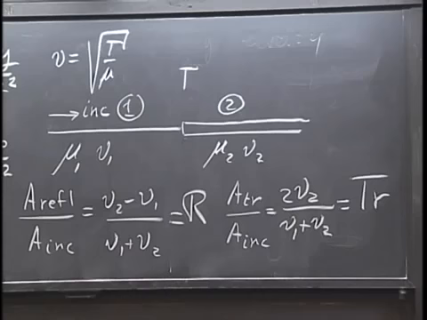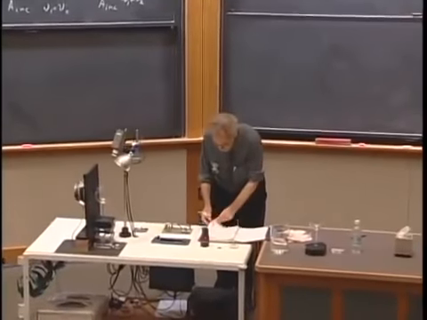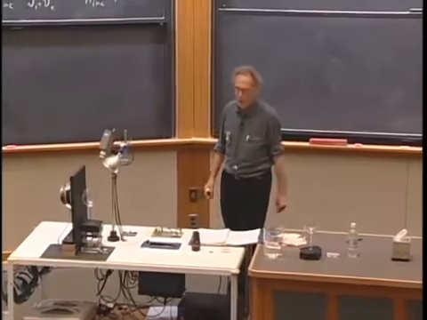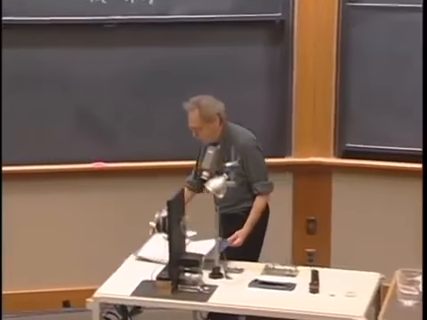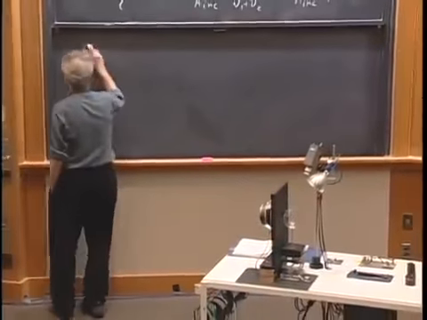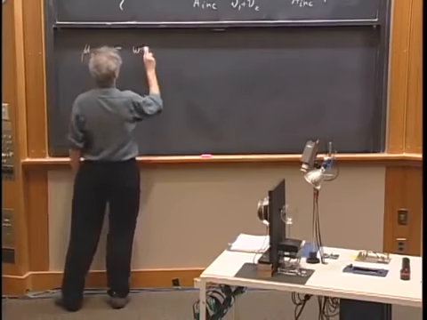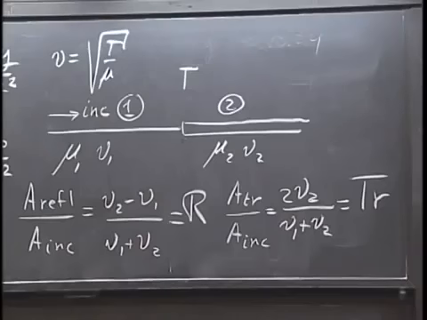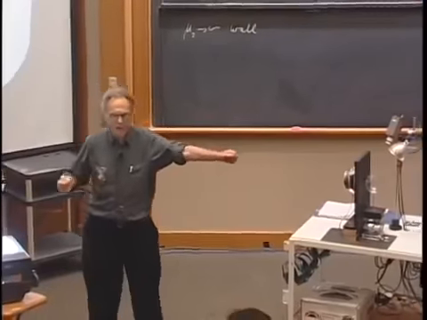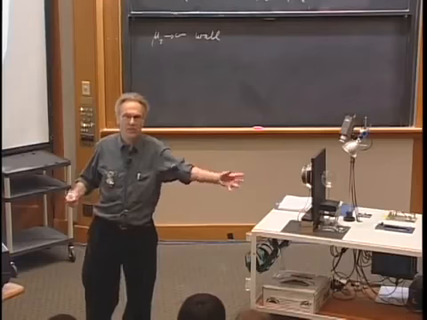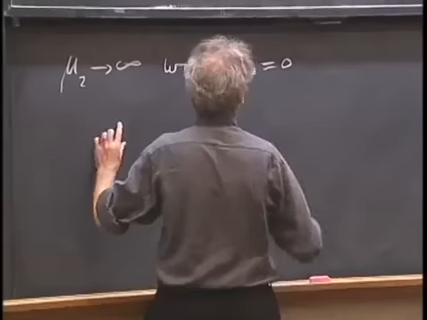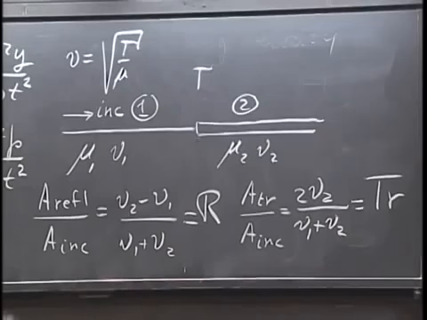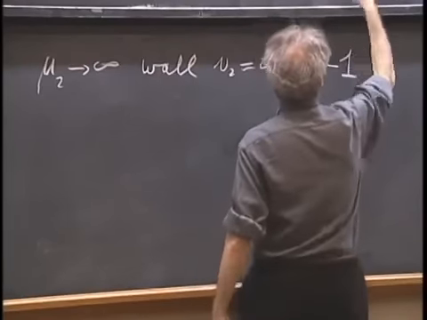And when we had done that, I put in some simple test cases where our intuition is very good. And the first thing I did was I said, suppose mu2 is infinitely high. So mu2 is infinitely high. In other words, medium 2 is a wall. That means the string number 1 cannot move, it's fixed at the end. So that means v2 is 0. And we go to this equation and we find that R equals minus 1. v2 is 0, you get minus v1 over v1.